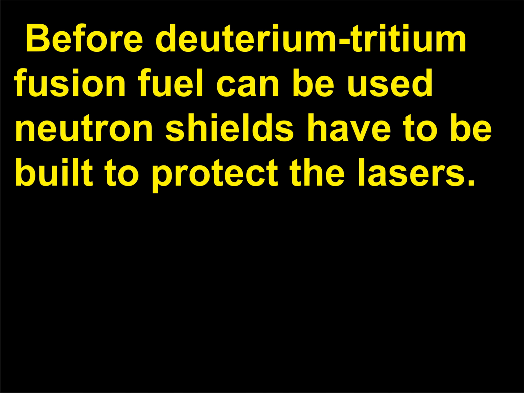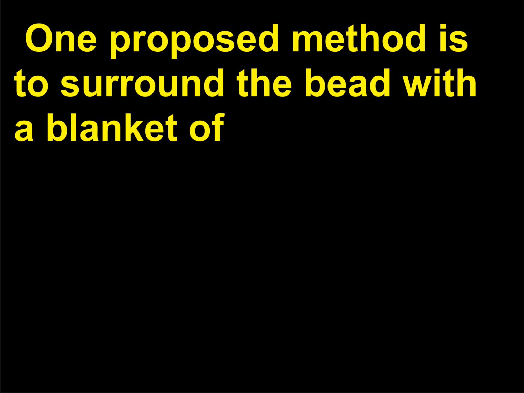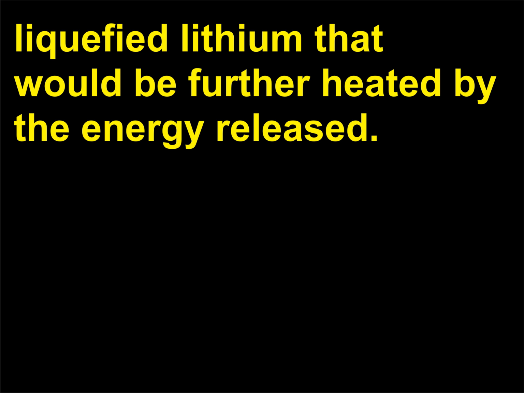Before deuterium-tritium fusion fuel can be used, neutron shields have to be built to protect the lasers. There are no accepted engineering plans to convert the energy released to electrical energy. One proposed method is to surround the bead with a blanket of liquefied lithium that would be further heated by the energy released.